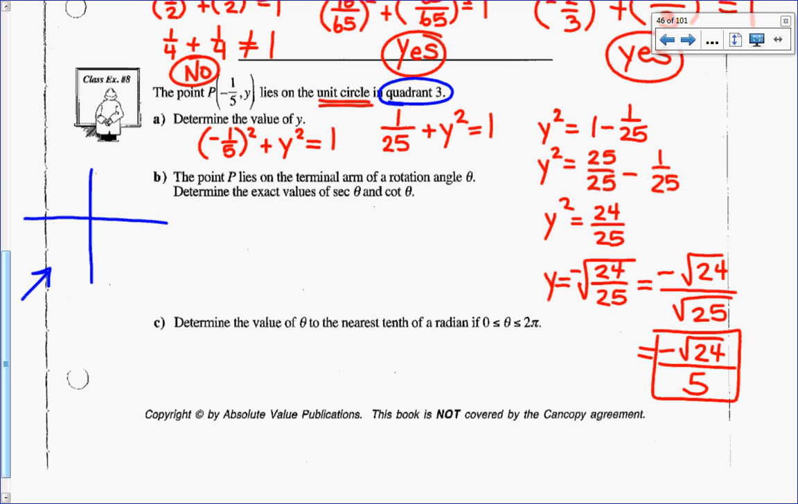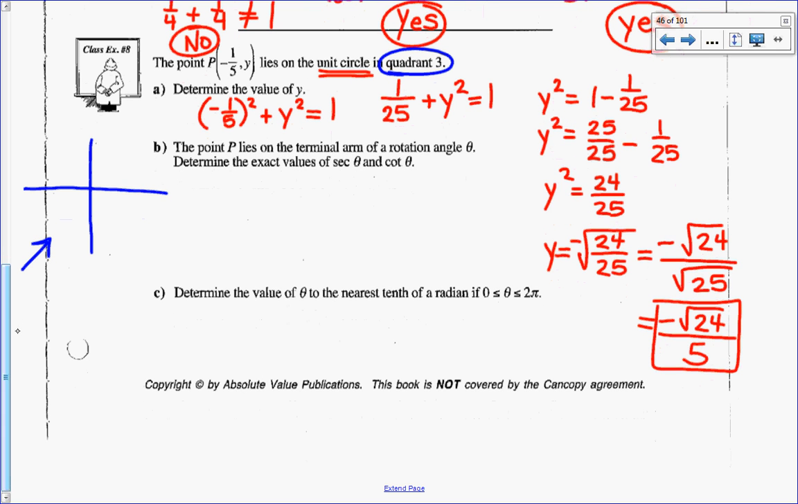Oh, except I forgot, I actually can take out a perfect square. So I have negative square root of 4 times 6 over 5. And I can take the square root of 4, which is 2. I still have my root 6 under the square root sign. So it's actually, in lowest terms, negative 2 root 6 over 5.